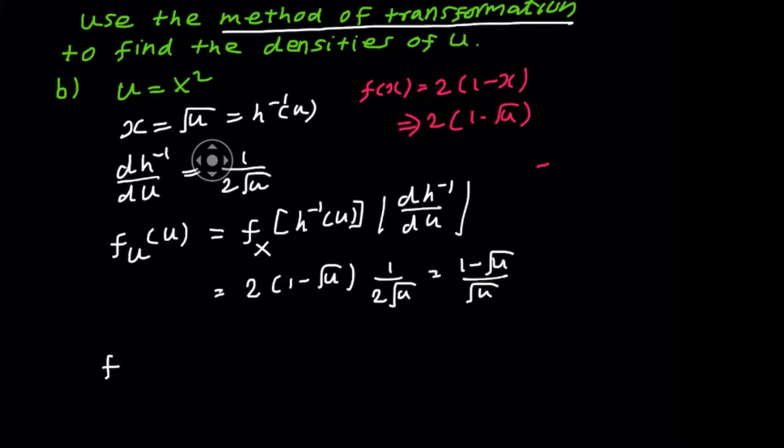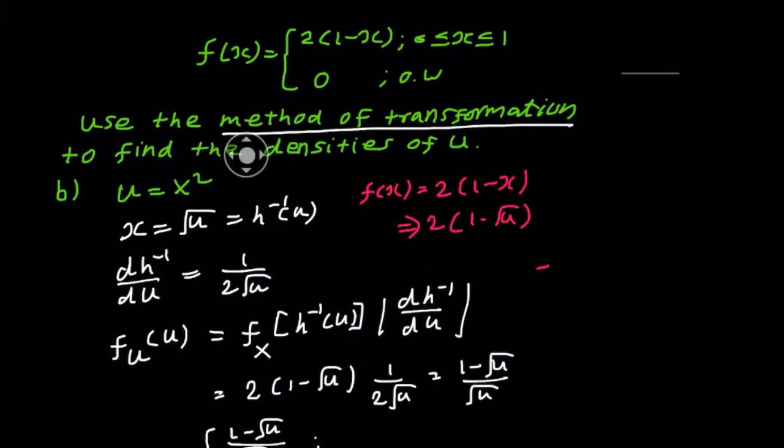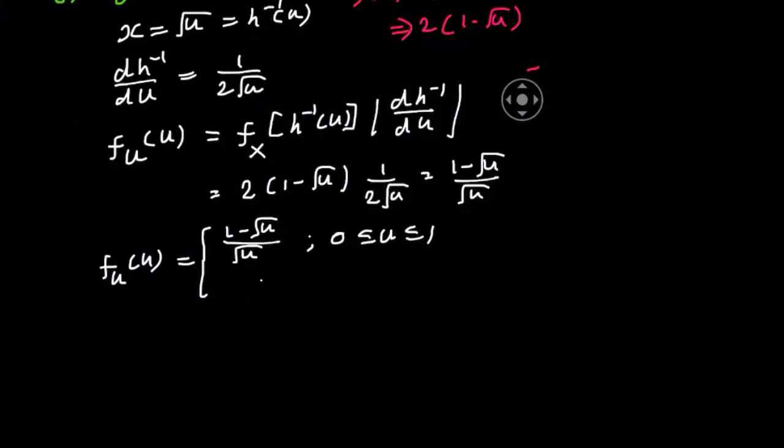Now we can write f_U(u), that is (1 minus root u) over root u. We need a limit. So what is the limit then? We know x is limited to 0 to 1. So if you plug 0 to 1 in for x, then root u should be between 0 and 1, because x equals root u. Therefore u is between 0 and 1, otherwise it is 0.